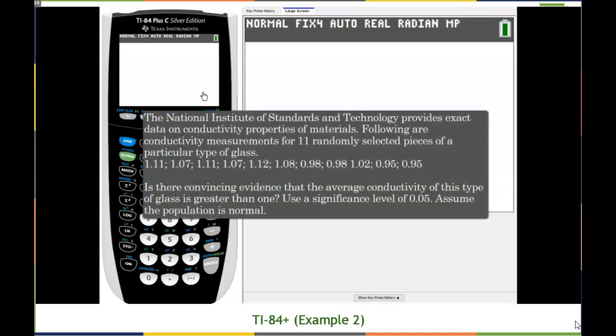The National Institute on Standards and Technology provides exact data on the conductivity properties of materials. Following are the conductivity measurements for 11 randomly selected pieces of a particular type of glass, and our data is provided. Is there convincing evidence that the average conductivity of this type of glass is greater than 1? And we're going to use a significance level of 0.5. Let's assume the population is normal.